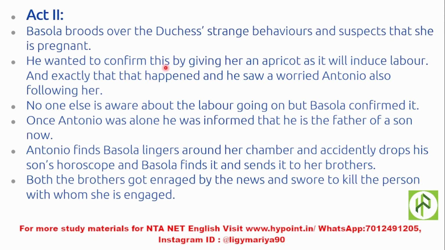He wanted to confirm this by giving her an apricot, as it will induce labor. It was famously known in those days that if you eat an apricot, it will induce labor pain. So he wanted to confirm whether the Duchess is pregnant by giving an apricot to her. And exactly what he was expecting happened. He saw that Antonio is also worried, following her, and after the apricot, the Duchess was immediately carried to her chamber. After seeing all this, he confirmed that the Duchess is pregnant, is undergoing labor pain, and soon the baby will be delivered.